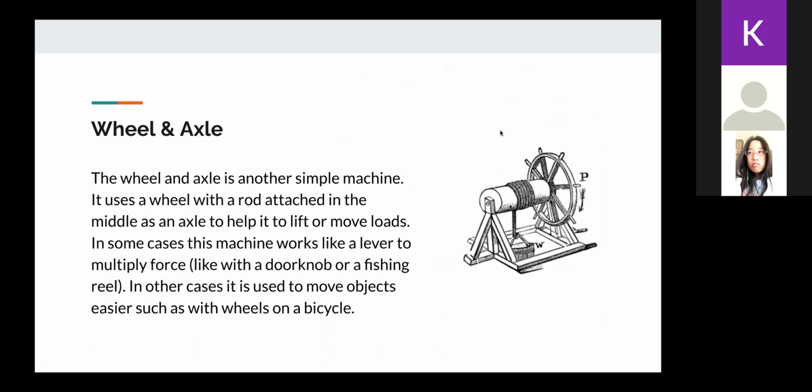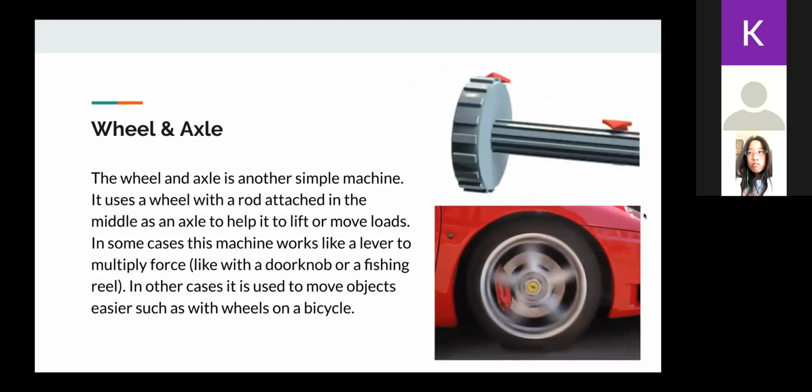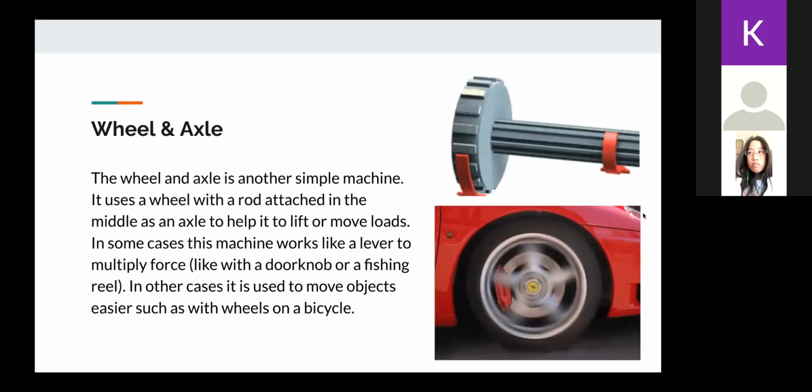So wheel and axle. A wheel and axle is another simple machine, and it basically uses a wheel with a rod fixed to the middle to help it lift or move loads. In some cases, the machine works like a lever to multiply force. In other cases, it is used to move objects easier, such as wheels on a bicycle. A great example is cars, which use wheels and axles as a fundamental way of transporting a ton of weight.